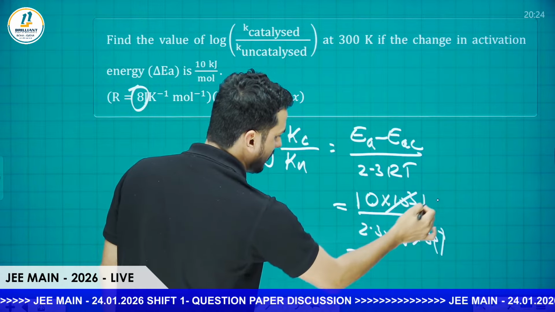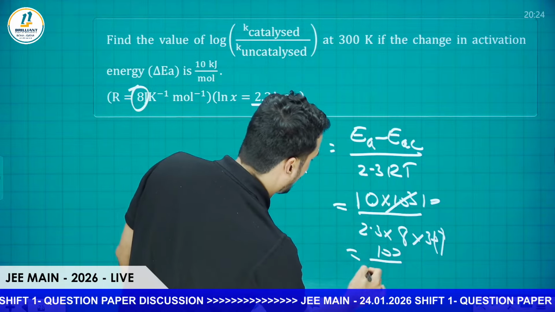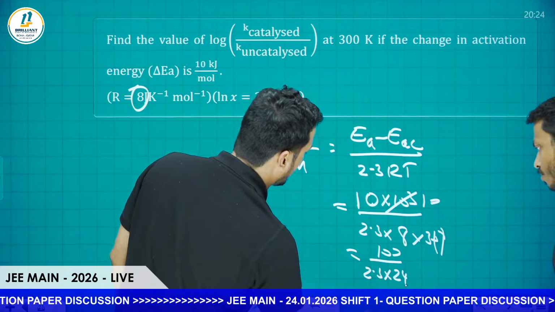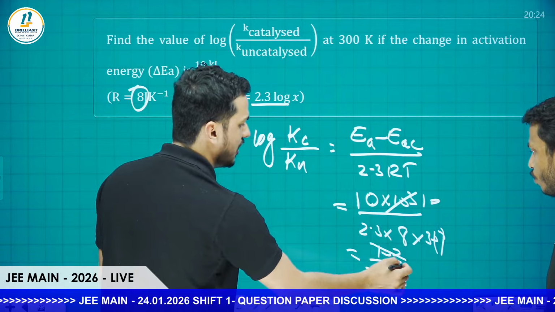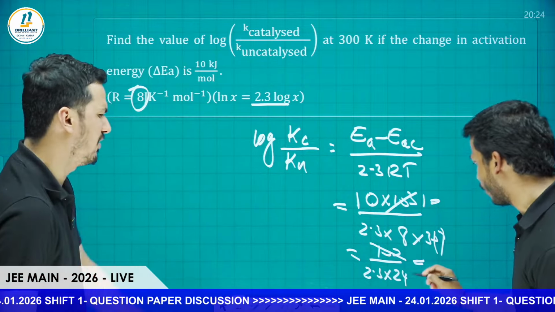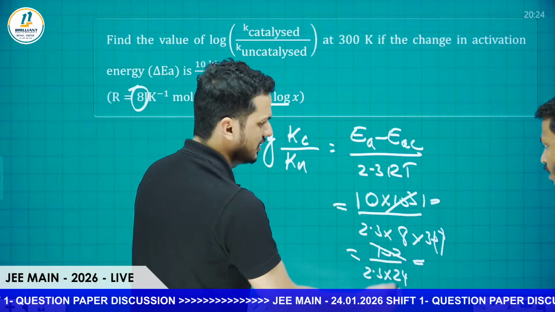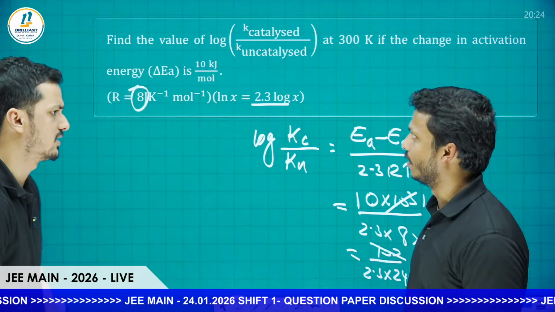That will be 10 there. That means 100 divided by 2.3 into 24 will come. Again I can cancel, nearly 50 will be there. So how much will it come? Around 2. Nearly 50 will be 1.8 something, so nearly we can write 2. So the answer will be 2. That's it.